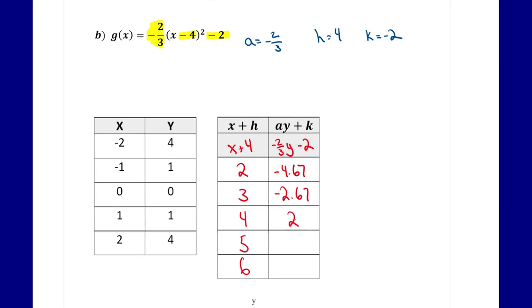And then I should see a repeat for the next two: negative 2.67, negative 4.67. Just seeing that repeat of values after this 0 point, we should see a repeat. Right, so this is the 0 point, so that's kind of the vertex, and then I see that repeat in y values.